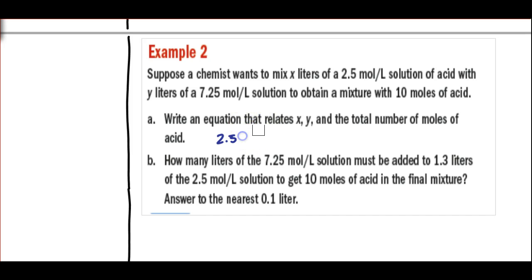And we should be using an X here. And we're going to add it to the other mixture, which is 7.25 for Y. Together, it's going to make the total, which they tell us is 10.